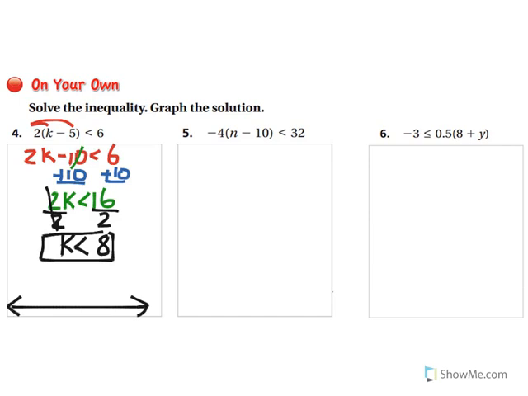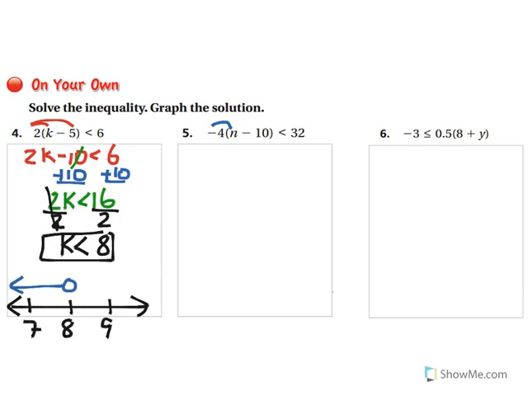It did tell us to graph, so we're going to graph our answer here. And we have 7, 8, 9. We're going to do an open circle. And it's to the left because it is less than. Fantastic. Okay, let's try our next one.